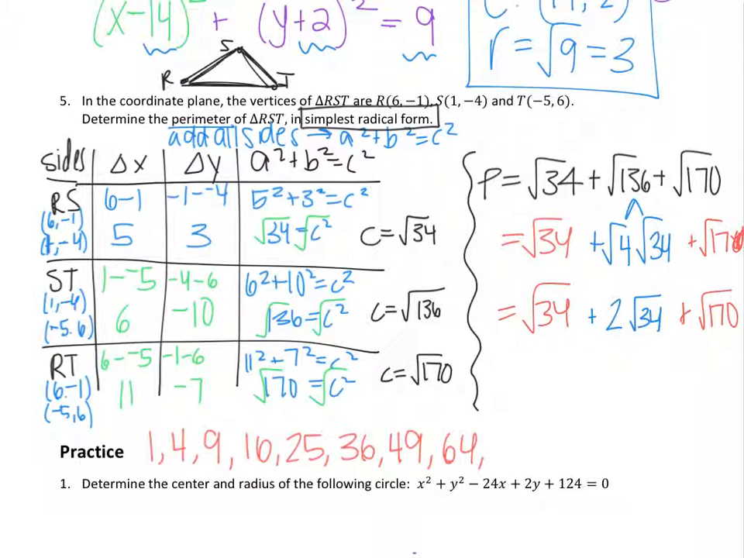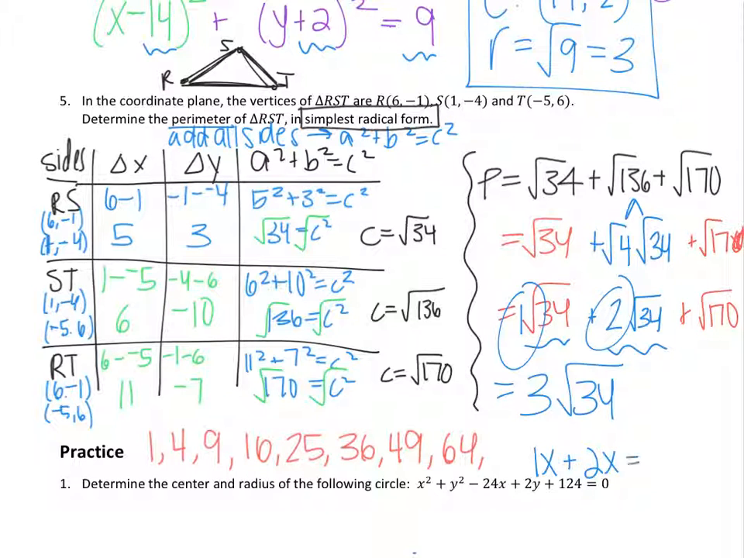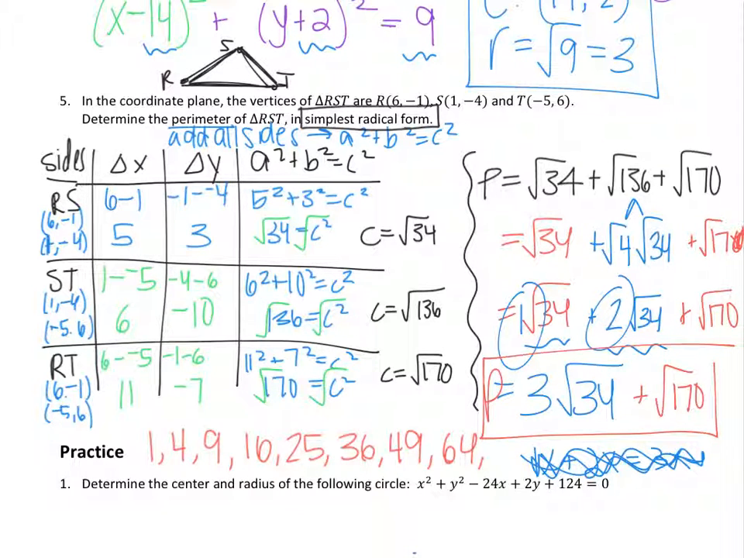So now I have 1 square root 34 and 2 square root 34. That's a total of 3, because 1 plus 2 is 3, square root 34. It kind of works like 1x plus 2x is 3x. Okay, you just keep the value inside the radical, add the numbers on the outside. Plus square root 170. This here is our final answer for the perimeter.